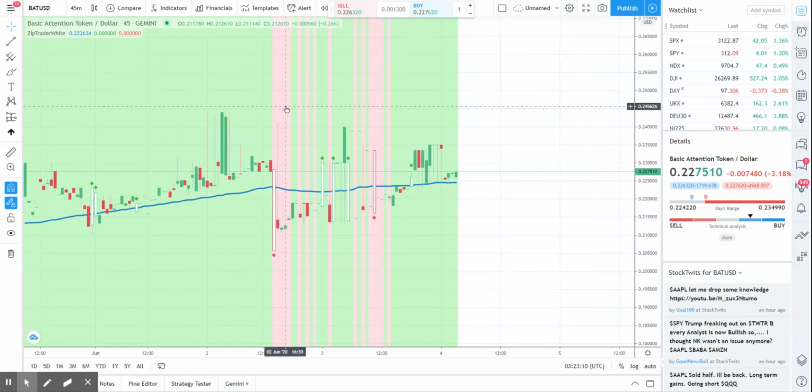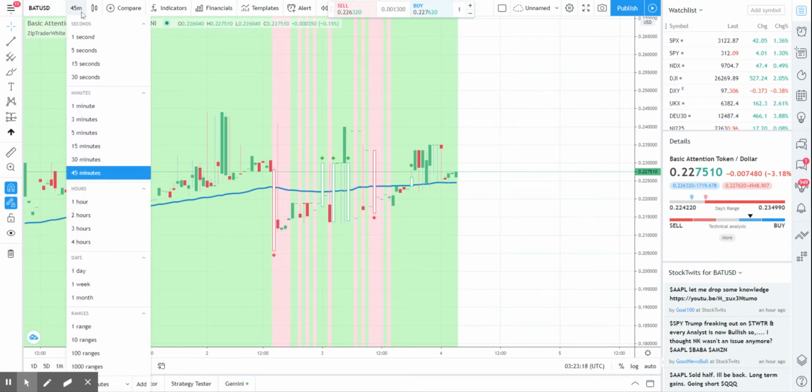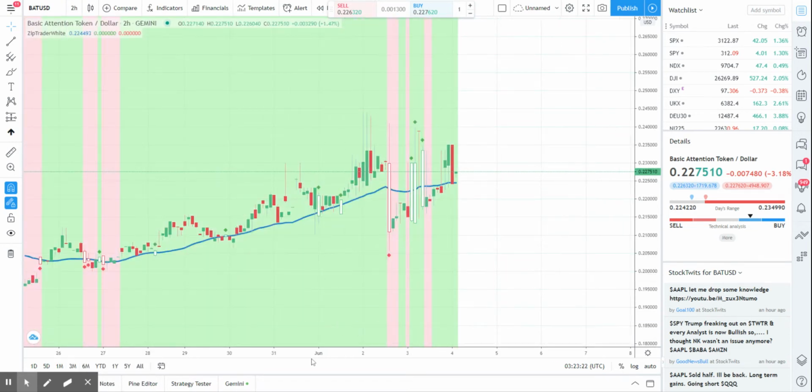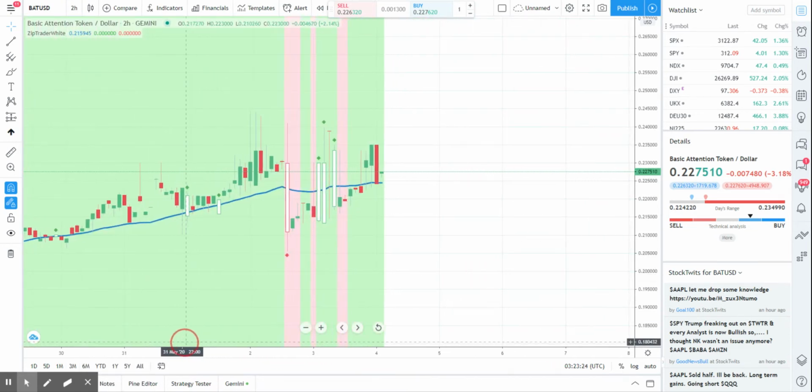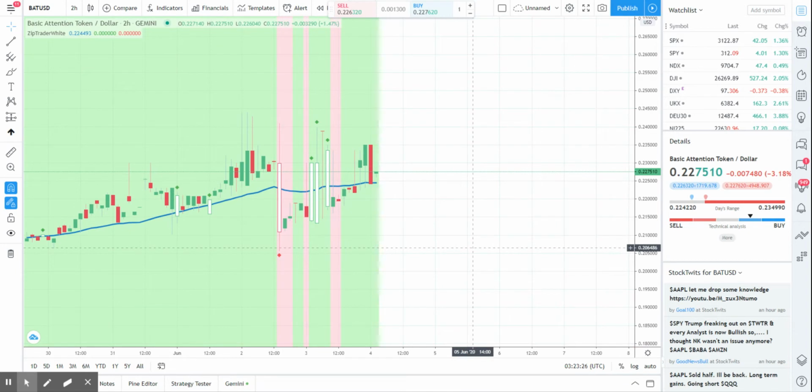Okay, so this is the first slide that I want to show you. Ultimately, we're going to come back to this. But if we had to review what we did last night, we're going over basic attention token again. And so between the 2 to 3 hour frame, we've looked at that as just an overview of what price has been doing. So we have between 23 and 25, we've been mostly riding some of these waves higher.